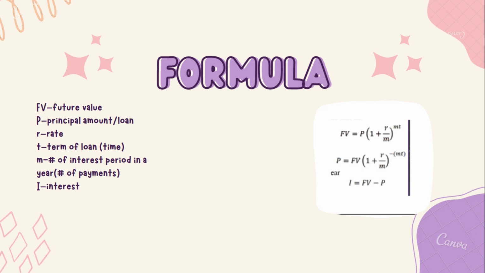This is the formula that we are going to use in order to solve the compound interest. So the first formula is, if we're going to look for the future value, FV is equals to P, open parenthesis, 1 plus R over M, closing parenthesis, raised to M times T. But if we're looking for the P or the principal, it is equals to FV, opening parenthesis, 1 plus R over M, closing parenthesis, raised to negative M times T. Or, if we're looking for the interest, we have to subtract the principal from the future value.